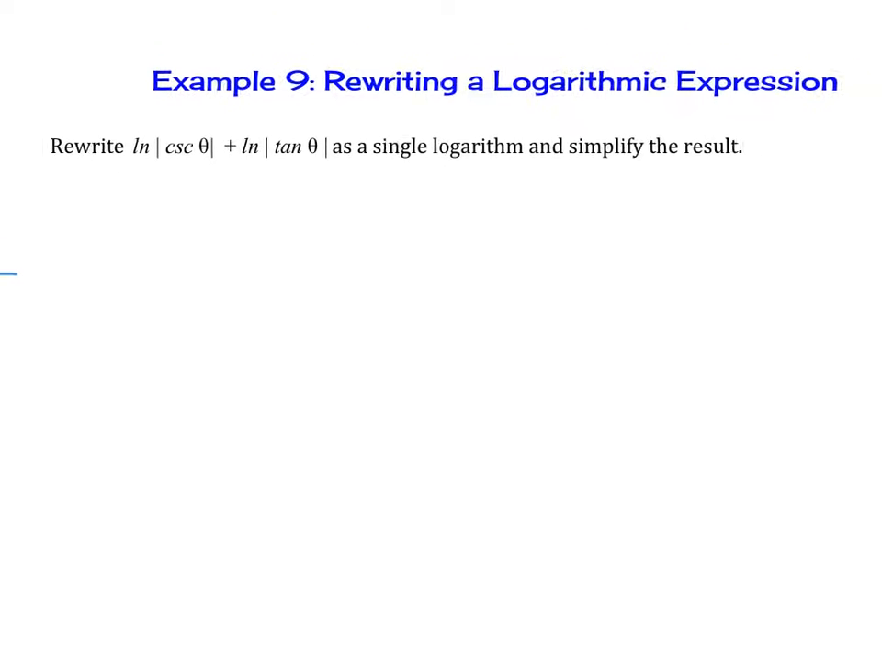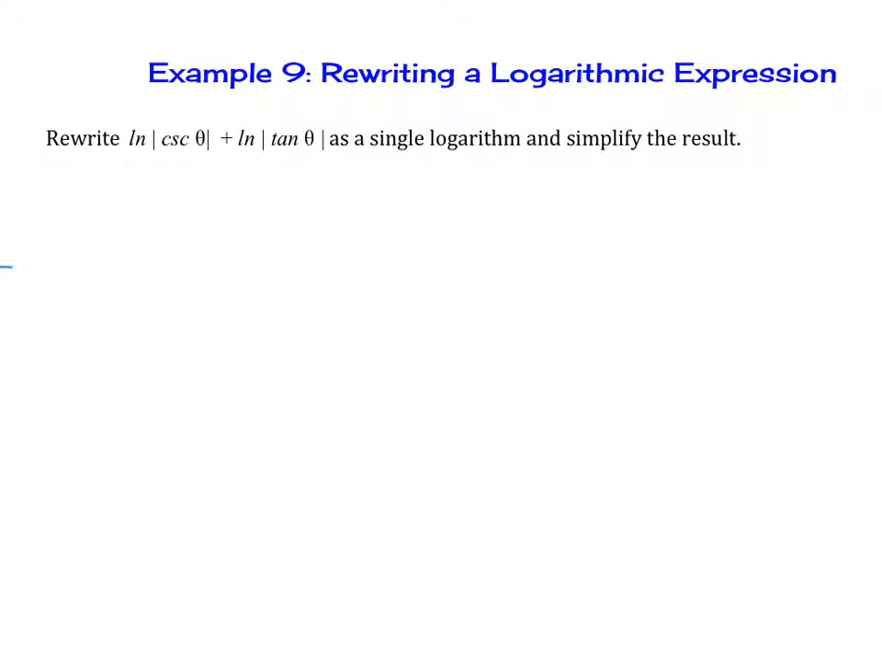So last thing, we're going to rewrite a log expression. Rewrite the natural log of cosecant of theta plus natural log of tangent of theta as a single logarithm and then simplify the result. So it's a good review in our logs. So remembering when we're adding the natural logs, we're going to multiply what's inside. So natural log of cosecant of theta times tangent of theta. And so we'll simplify that.